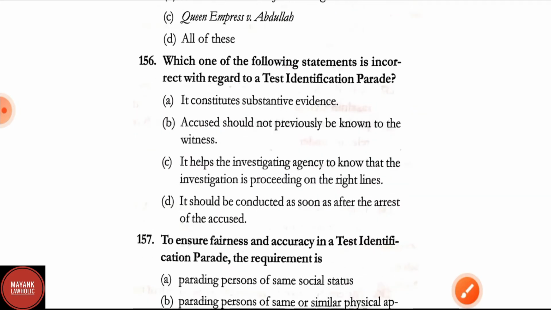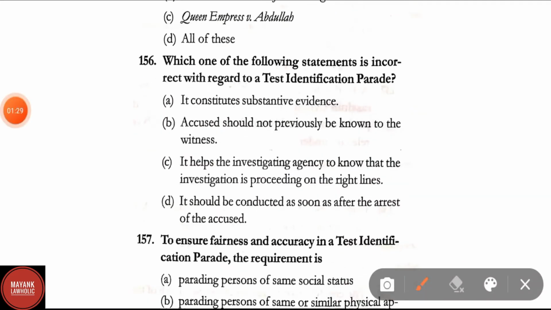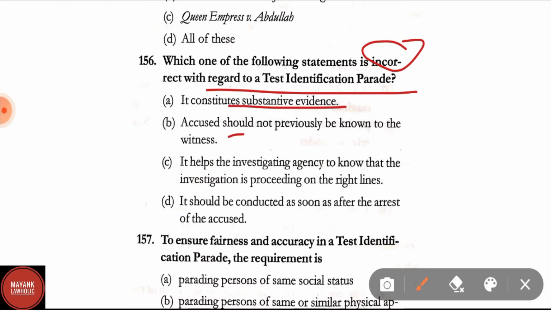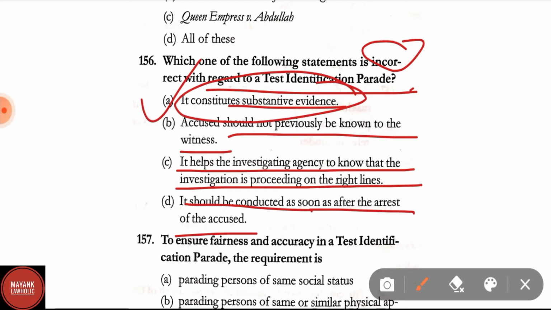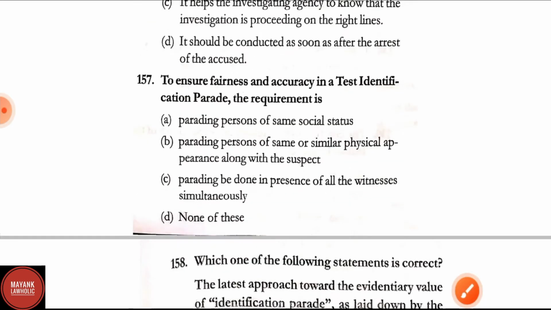Question number 156. Which one of the following statements is incorrect regarding a test identification parade? Option A, it constitutes a substantive evidence. Option B, accused should not previously be known to the witness. Option C, it helps the investigating agency to know that the investigation is proceeding on the right lines. And option D, it should be conducted as soon as possible after the arrest of the accused. Here in this question it has been asked which of the following statements is incorrect. Option A is incorrect. It constitutes substantive evidence is incorrect. Therefore, option A will be the right answer.